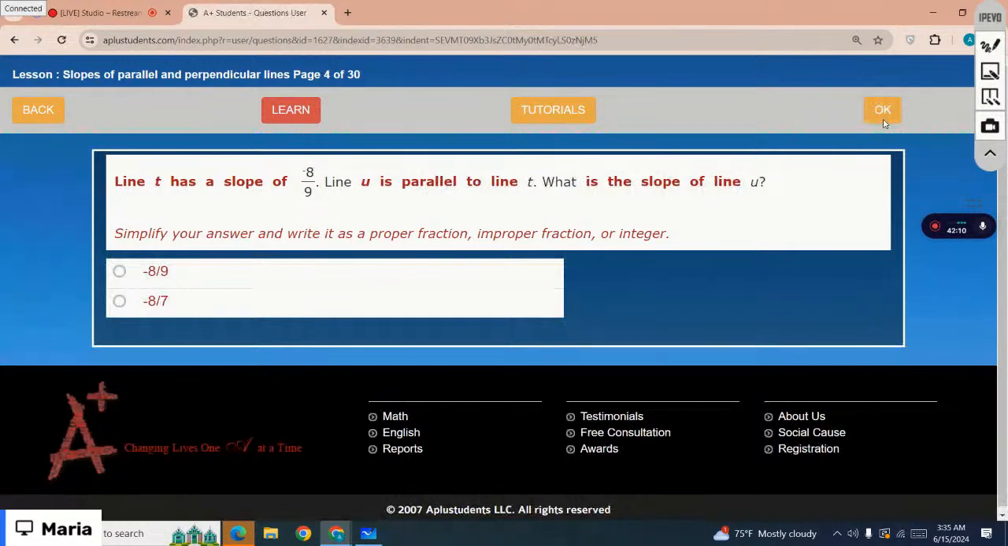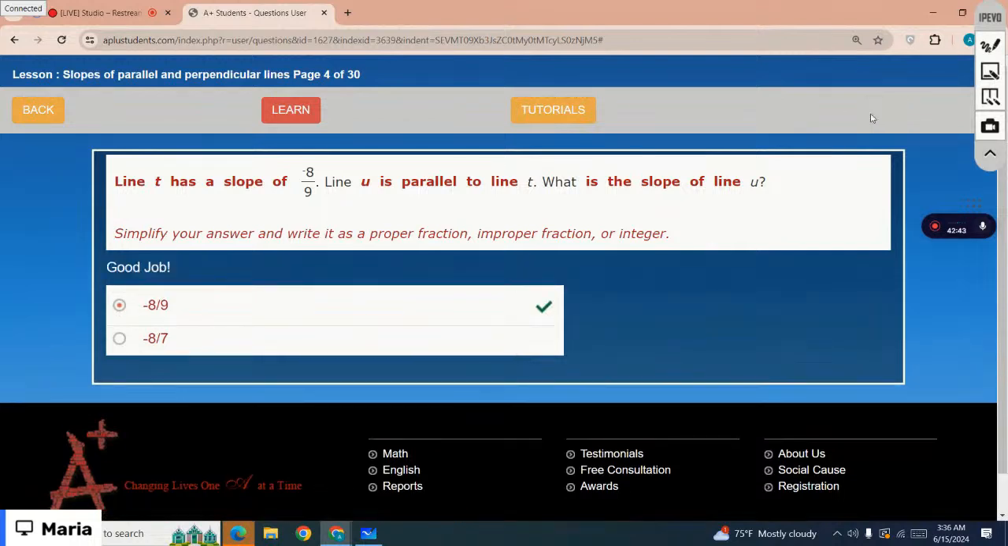Line T has a slope of negative 8 over 9. Line U is parallel to line T. What is the slope of line U? Which is the correct option? Parallel lines have exactly the same slope. So the correct option is negative 8 over 9. Option number 1 is the correct option.